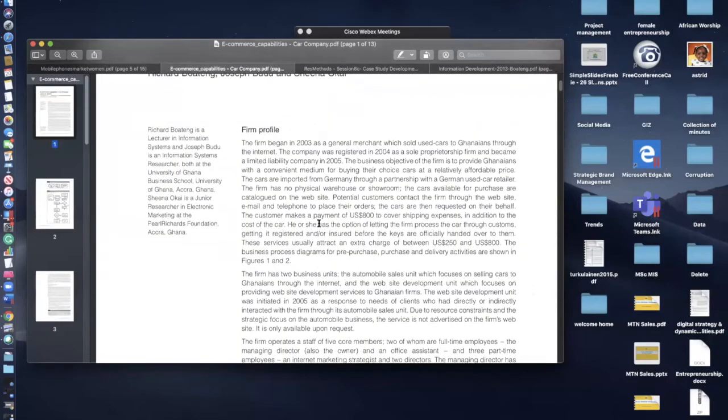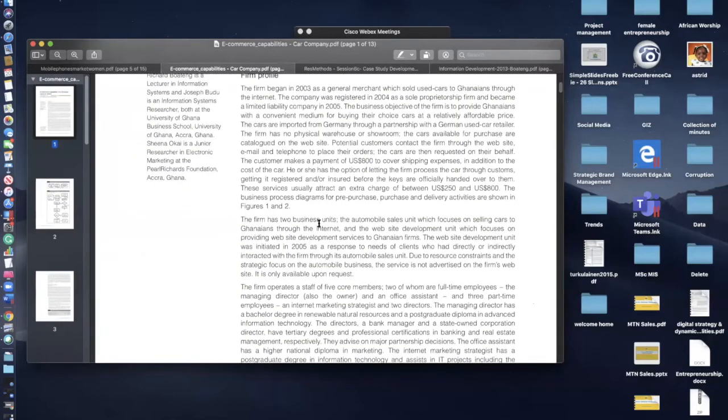It started by discussing the firm profile. The firm began in 2003 as a general merchant which sold used cars to Ghanaians through the internet. The company was registered in 2004 as a sole proprietorship firm and became a limited liability company in 2005. The business objective of the firm is that. So it tells you the business objective and then it tells you how the business works.